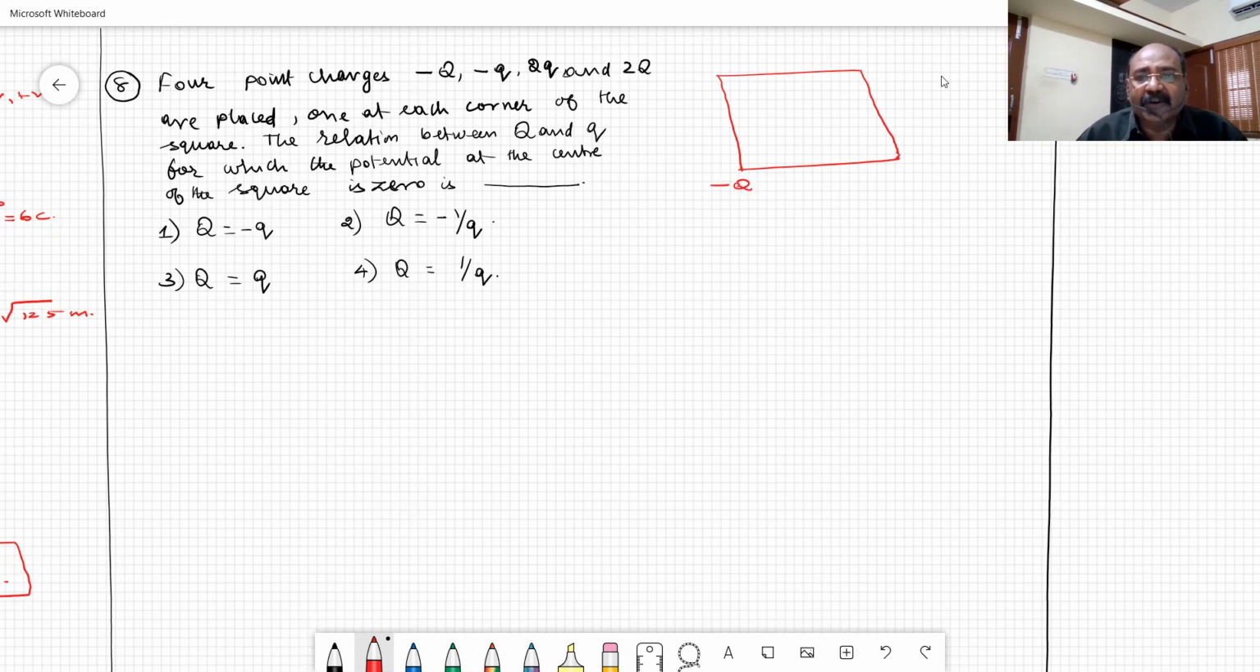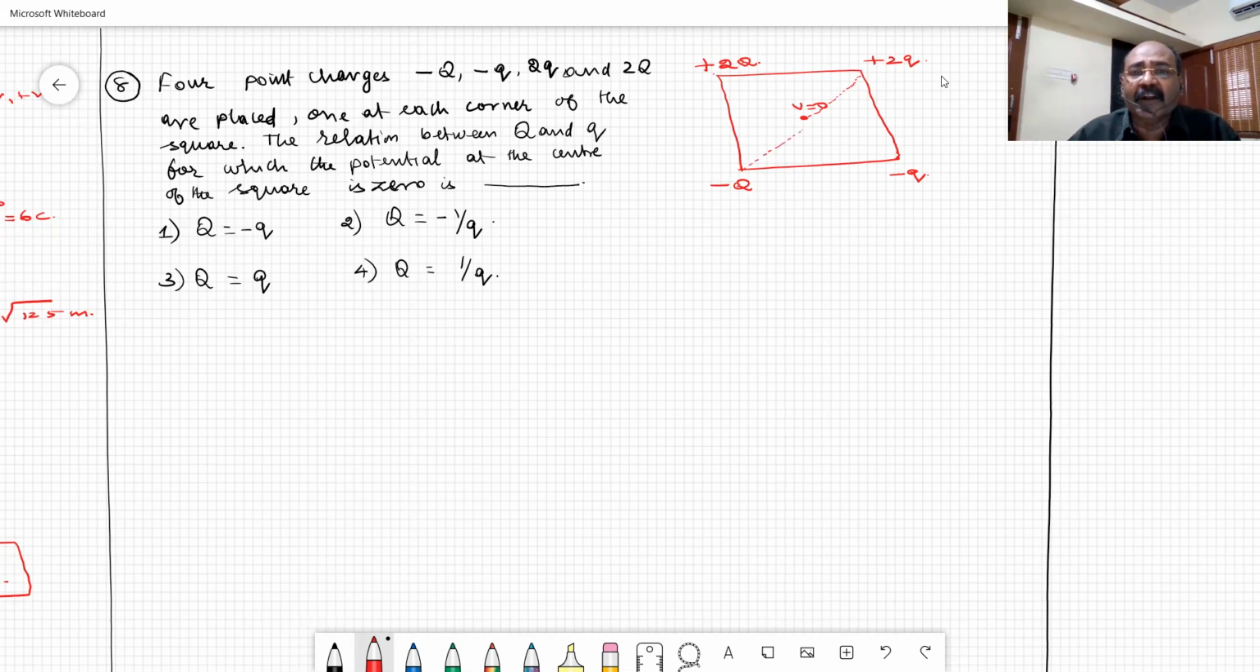One is minus Q, another one is minus small q, another one is plus 2 small q, and another one is plus 2Q. You are asked to get the relationship between small q and capital Q. The given condition is the electrical potential at the center V equal to 0. Electrical potential at the center means it is the intersection of what?